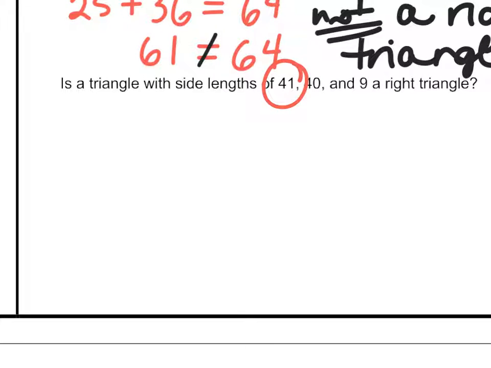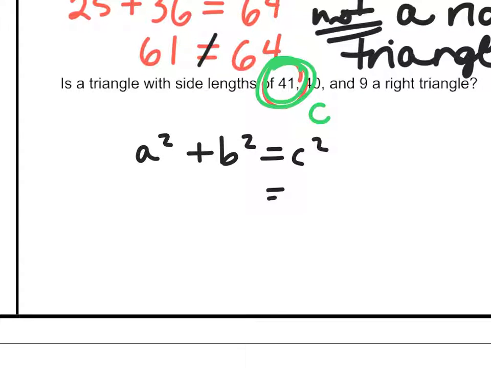41 is the biggest number, so I'm going to circle it and write C. Oops, just covered that up. The other 2 numbers, 40 and 9, is what's left. And those are going to be A and B. They're interchangeable. So 41 goes for C. The other 2 go for A and B. Finish this on your own.